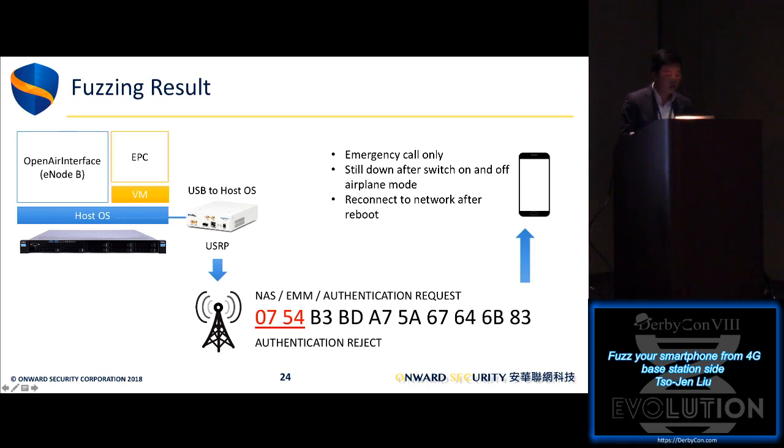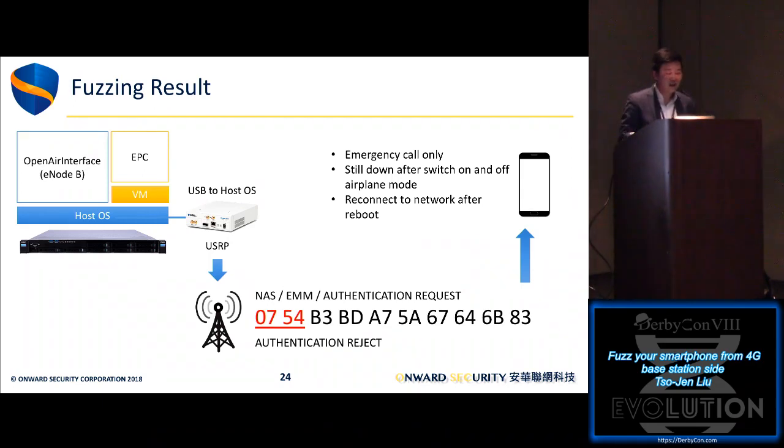In our testing, we found the last message, called authentication request. When it starts with 0754, it means authentication reject. Once the device receives this kind of request, the cell phone will not connect to the network anymore. You can only see the emergency call on your cell phone. Even if you switch airplane mode on and off, it still does not reconnect to the network. You have to reboot your cell phone and then you will reconnect to the network.